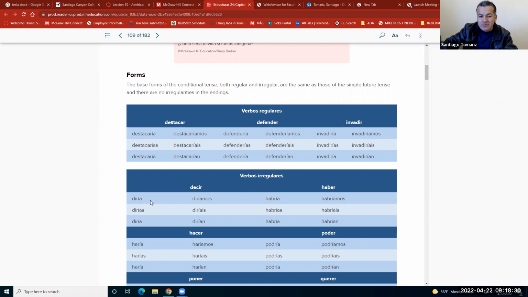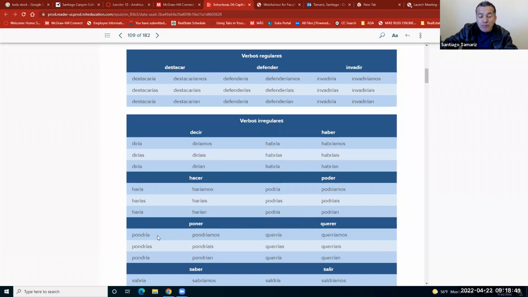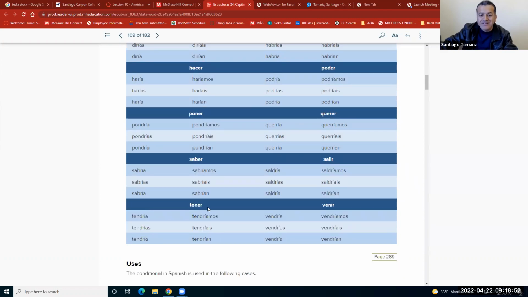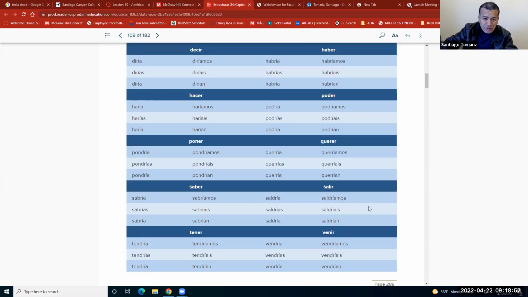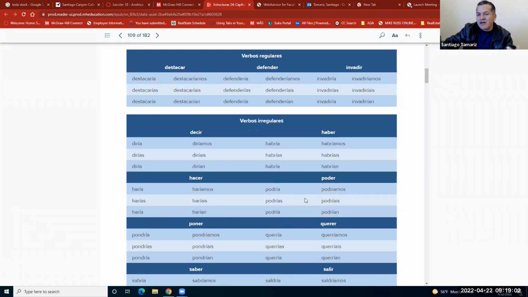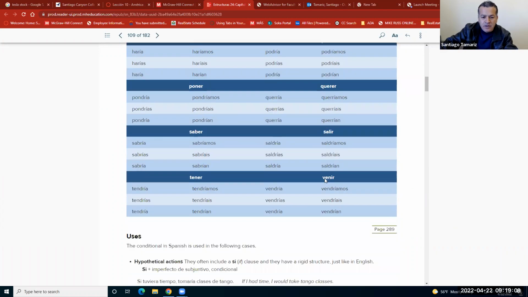Decir becomes diría. Haber becomes habría. Hacer, haría. Poder, podría. Poner, pondría. Querer, querría. Double R. Saber, sabría. Salir, saldría. Tener, tendría. Y venir, vendría. Bien, all you have to do is remember the irregulars, which are these ones, this chart. And if they are not irregular, all you have to do is follow this rule. Bien, attach IA at the end.